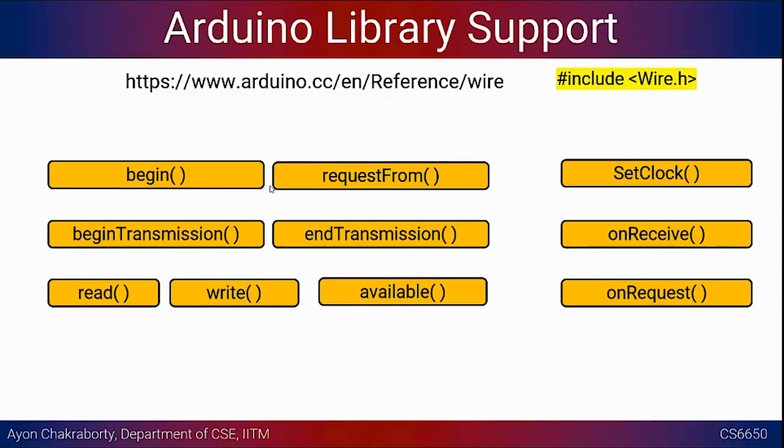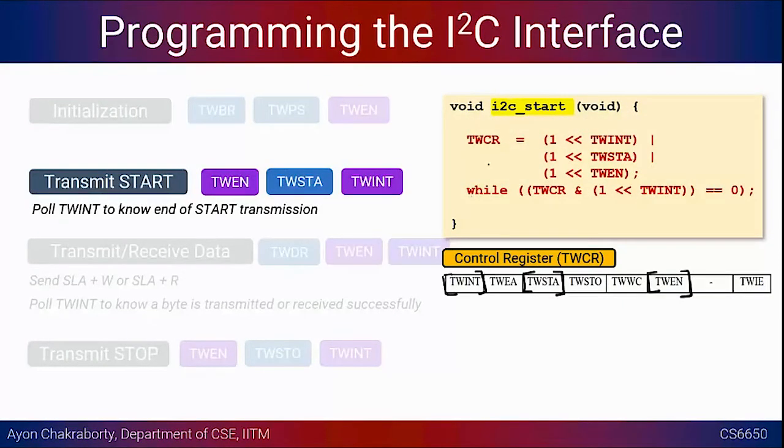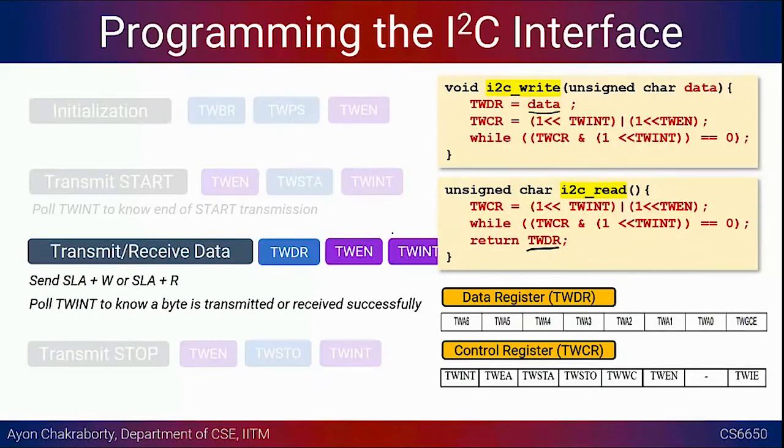For example, you can write a byte, read a byte, or set the clock. If you look at the implementation of these APIs in the Wire library, you can see that what they have done is very similar to what we have just studied. They will have many more corner cases and much more robust code to handle failures. They will handle timeouts and so on.